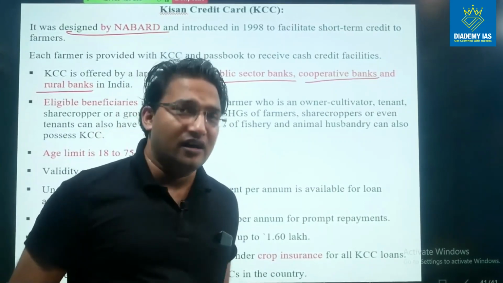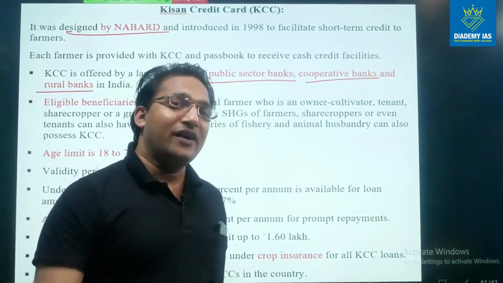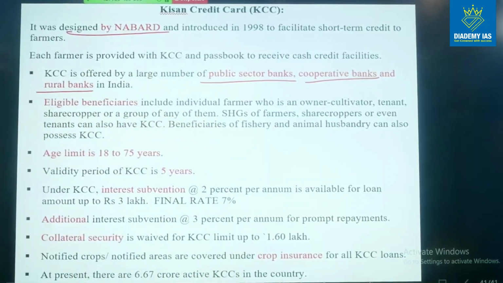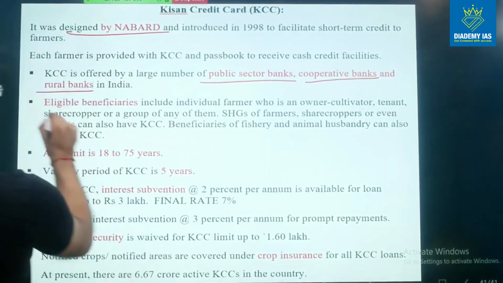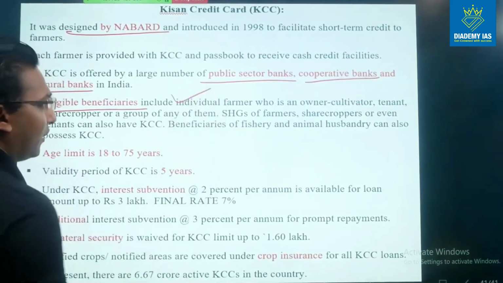Farmers will get the credit card which they can use in buying different agricultural inputs, है ना. तो this is a kind of loan given to the farmers through the credit card. Who can be the eligible beneficiary? Individual farmer who is an owner cultivator.